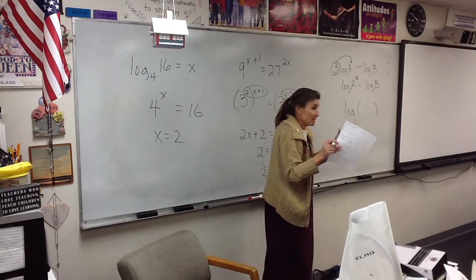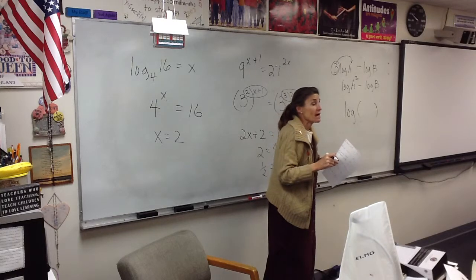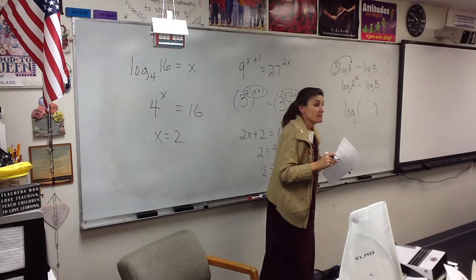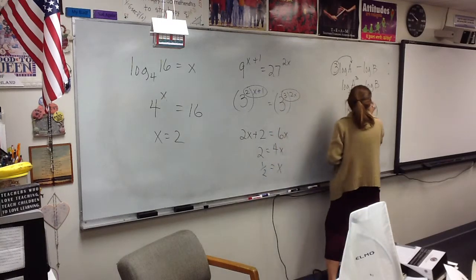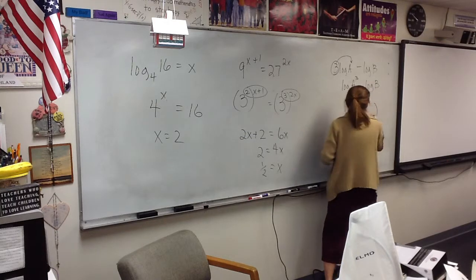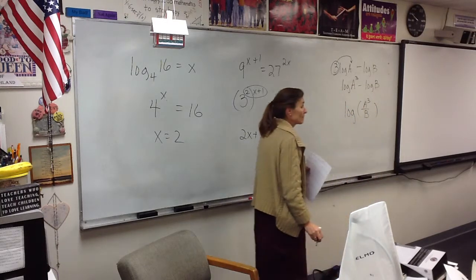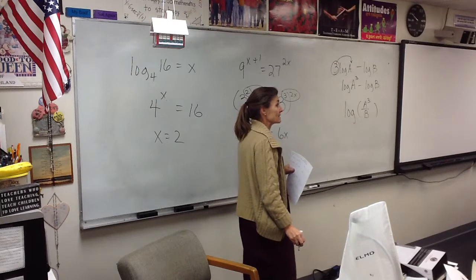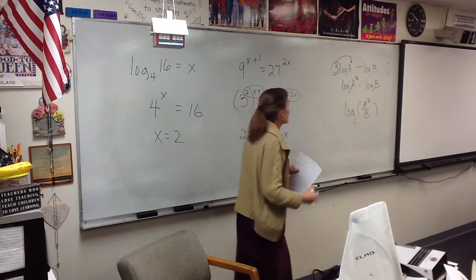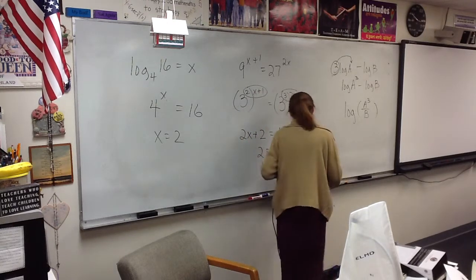Now I can put them together and they will go together as a division problem. So it will be a cubed divided by b. Why does it go together as a division? Because it's a subtraction problem. Yes, indeed.